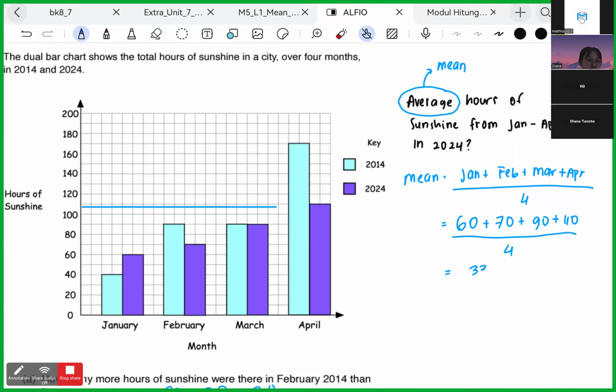Okay, so 330 divided by 4. I don't know. Hey, try to count it. 330 divided by 4 is 82.5.